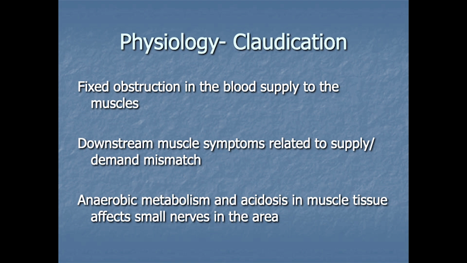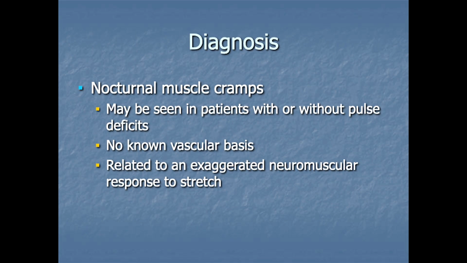Fixed obstructions in the blood supply to the muscles that we talked about, downstream symptoms due to the supply mismatch, and the muscles are running on anaerobic metabolism. They're creating acid. The acid and the anaerobic metabolism component irritates the nerve, brings out other pain-related substances, and it hurts. That's the bottom line, and that's the physiology.